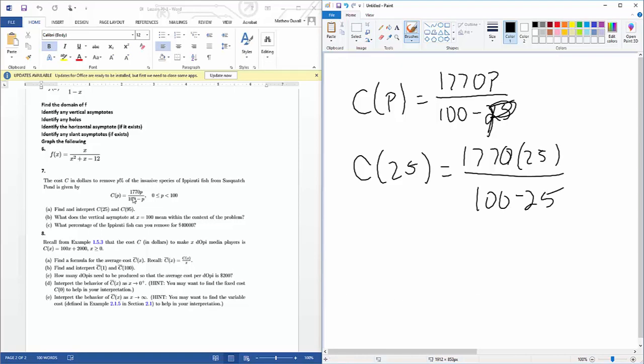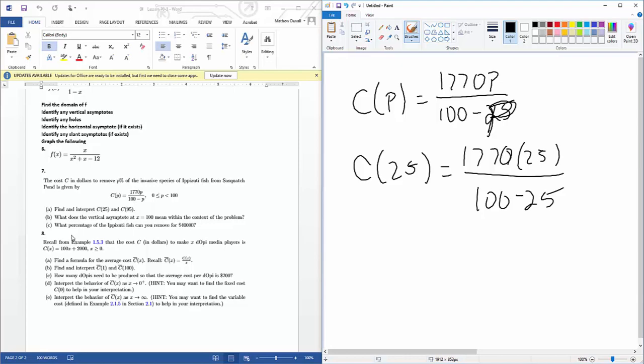Now it says, what does the vertical asymptote at x equals 100 mean? That means that I'm removing 100% from the pond. Well, it's implying, if it's an asymptote, that you can't remove 100% from the pond. It's impossible to remove 100% from the pond.